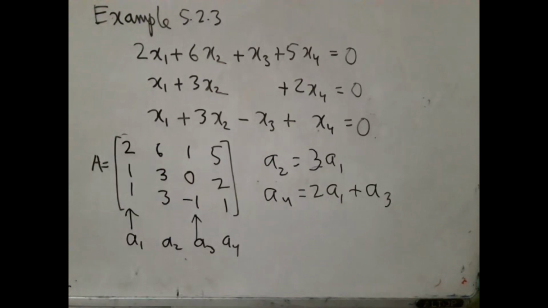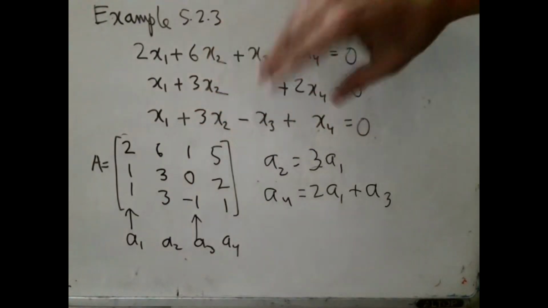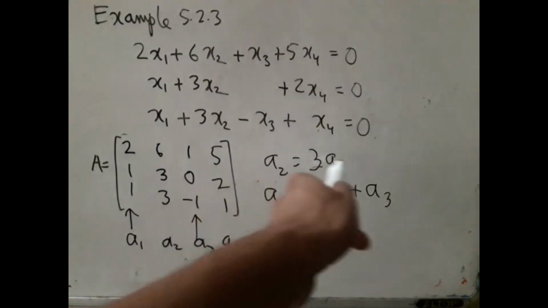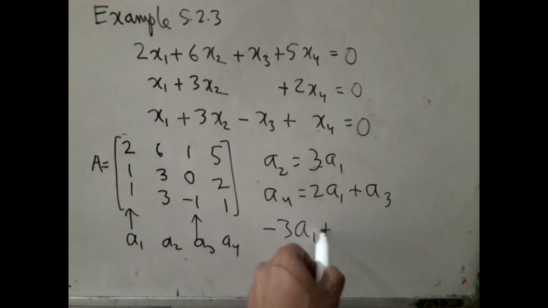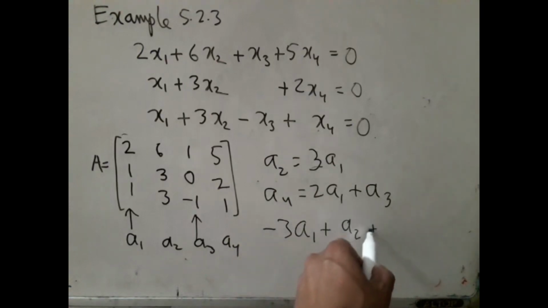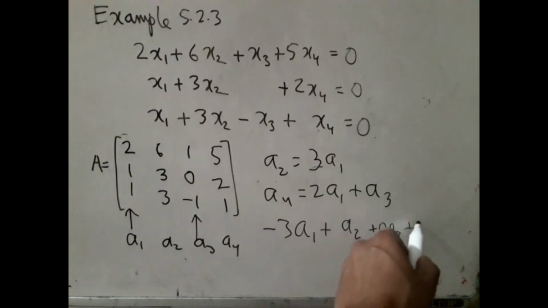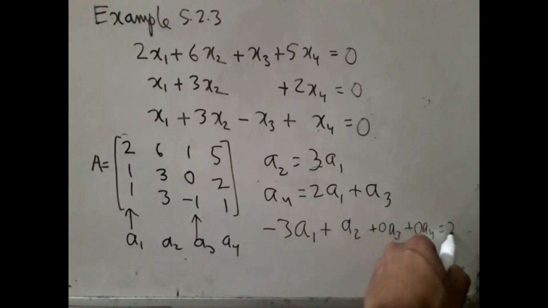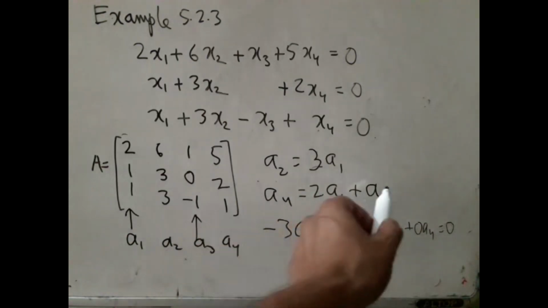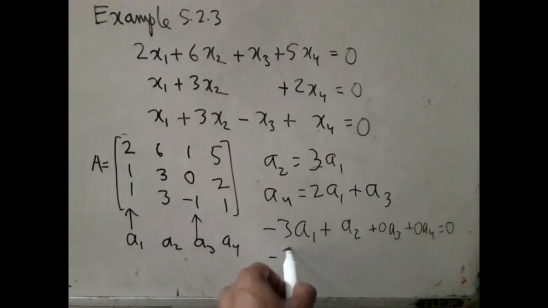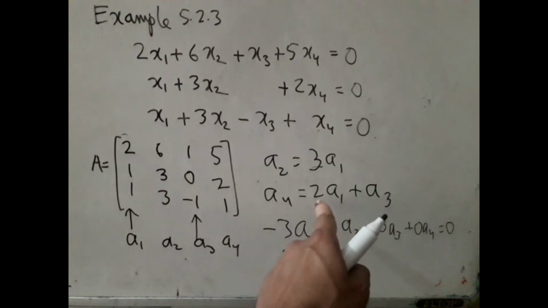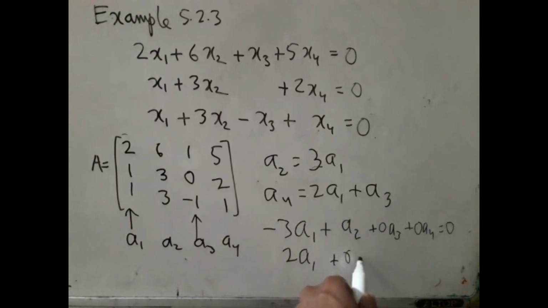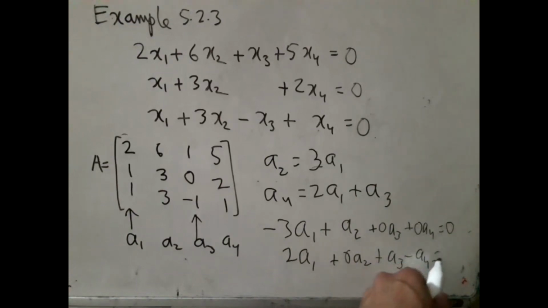Now from this we can get certain linear combinations of the columns which are equal to 0. For example, I can see just by rearranging these things that minus 3A1 plus A2 plus 0A3 plus 0A4 is equal to 0. Similarly, from this one I can see minus 2A1 plus 0A2 plus A3 minus A4 is equal to 0.